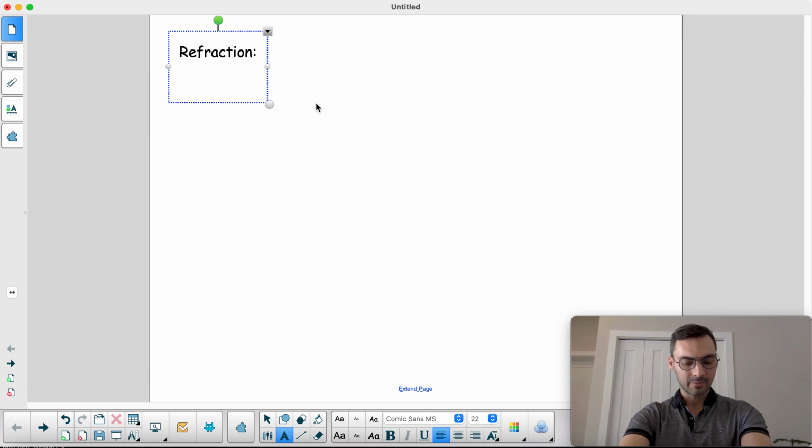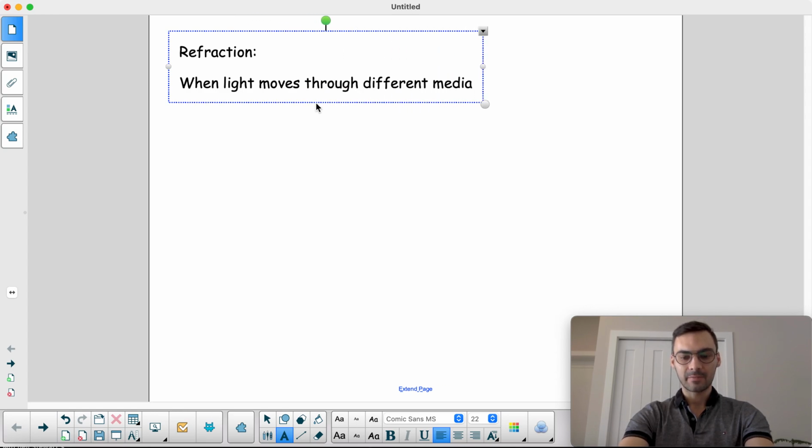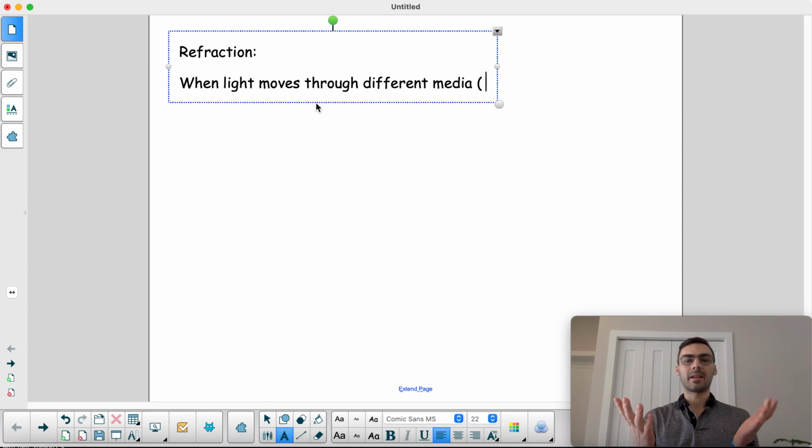Alright, so refraction is when light moves through different media. Now what the heck is a media? It's not the news, it's not the TV, it's not the stuff you find on your phone. Media, when we're talking about light, is just something that it can travel through. You can think of media like things, light passing through different things.